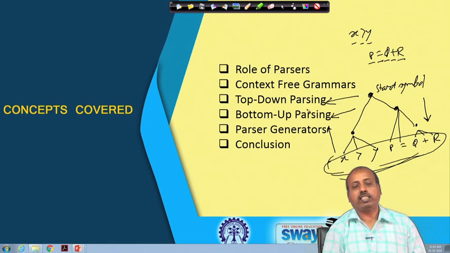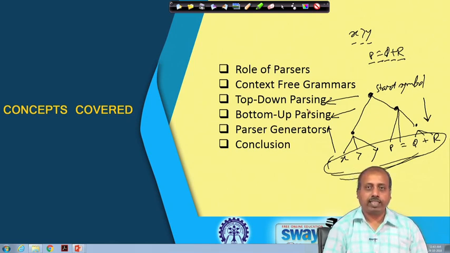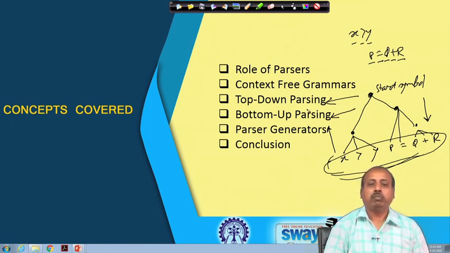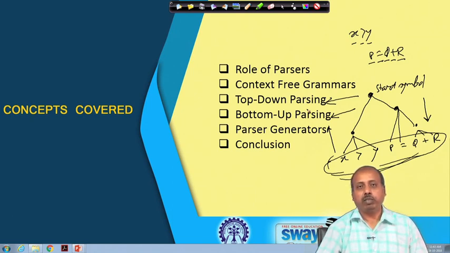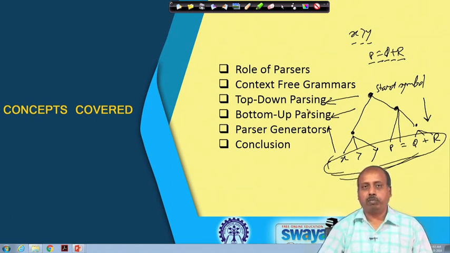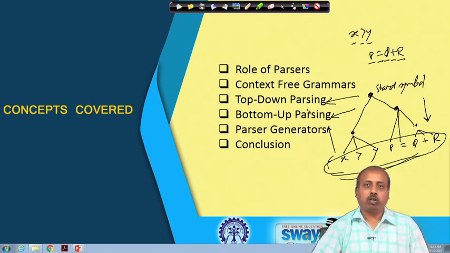However, there are restrictions also. We will see that for certain languages, it may be difficult to construct a top down parser because of the nature of the grammar, whereas it may be possible to construct bottom up parsers for them. In general, bottom up parsers often form a superset of top down parsers. So, for any language, if you can construct a top down parser, you can also construct a bottom up parser, but the reverse is not true.